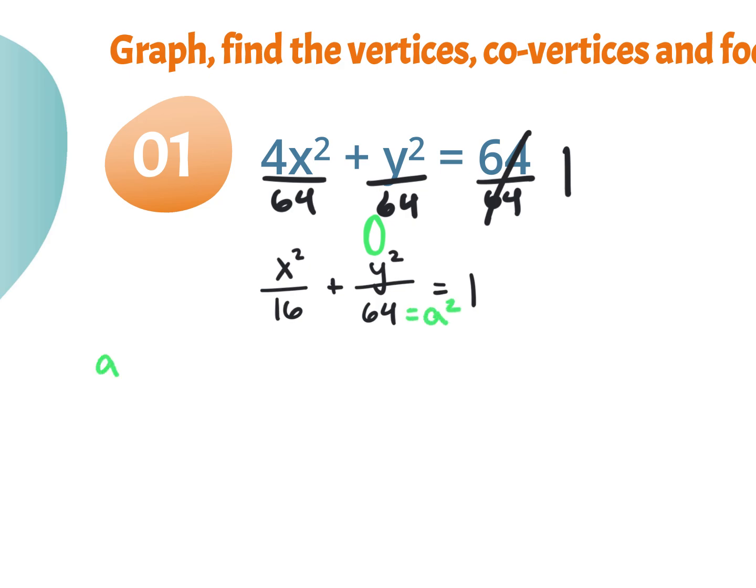So what would just a be? If a squared is 64, what's a? A is 8. Perfect. Our smaller denominator is b, or b squared. So if b squared is 16, what's just b? 4.